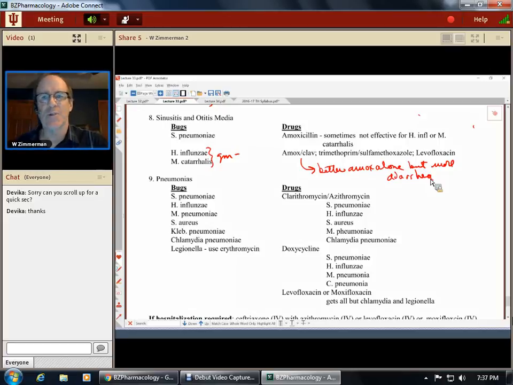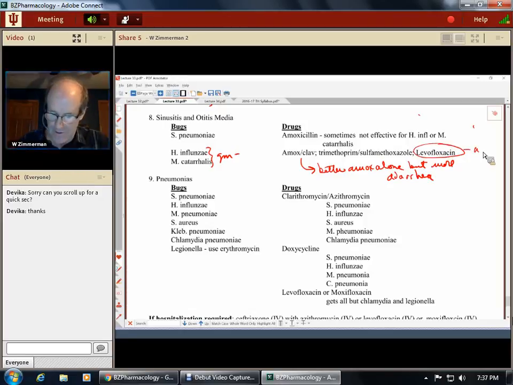Trimethoprim sulfamethoxazole comes up again. It's one of the very best. Notice again, it's just in adults.